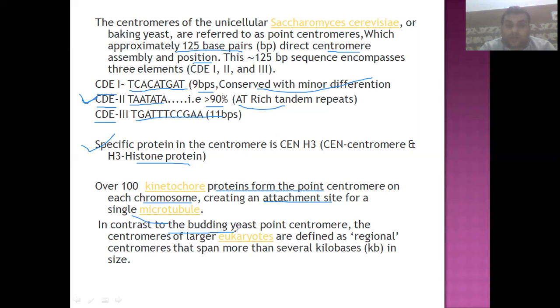In contrast to the budding yeast point centromere, the centromeres of larger eukaryotes are defined as regional centromeres that span more than several kilobases in size. So the regional centromere in eukaryotic cells consists of large sequences ranging up to kilobases, whereas the point centromere has only a few base pairs.